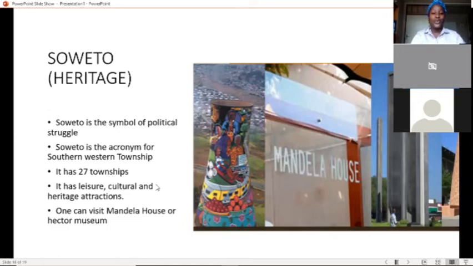And then Soweto is an acronym. The full name is South Western Townships. So they just took the first, second letters from each word, right? Yes, ma'am. And it has 27 townships, and it is everything. Like you can go there for leisure, cultural heritage, education. There, you can visit the Mandela House or the Hector Pieterson Museum. You can do the bungee jumping from the Soweto Towers. Like Soweto, I can say it's all in one, right?